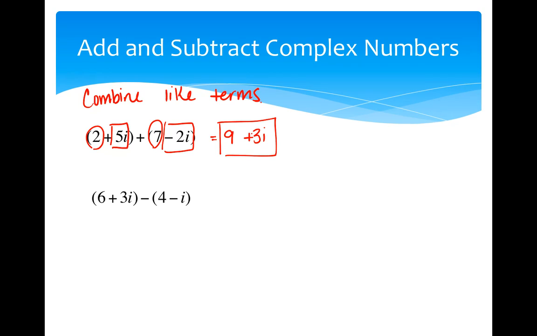When you write your complex number, they are typically written in this form. So it's your real part, which is the 9, plus or minus your imaginary part, which is the part with the i.